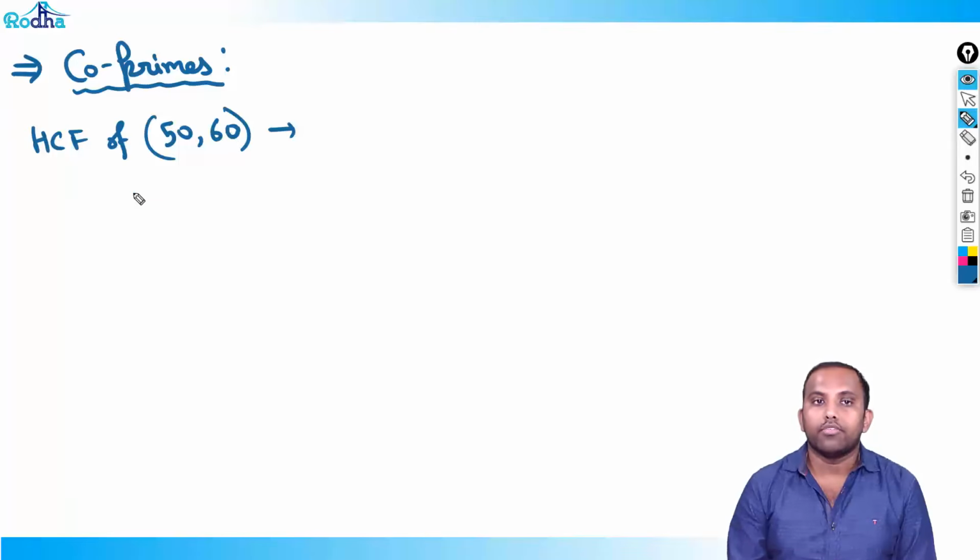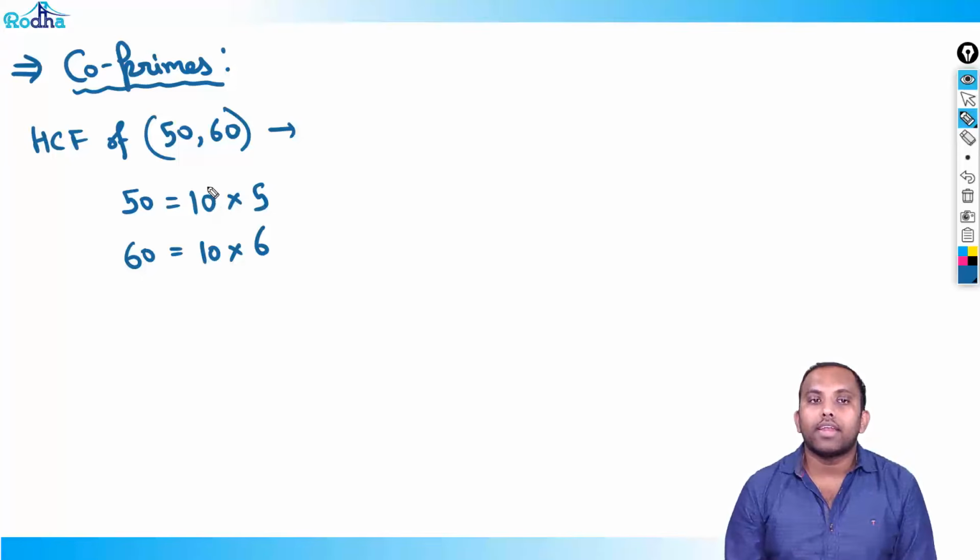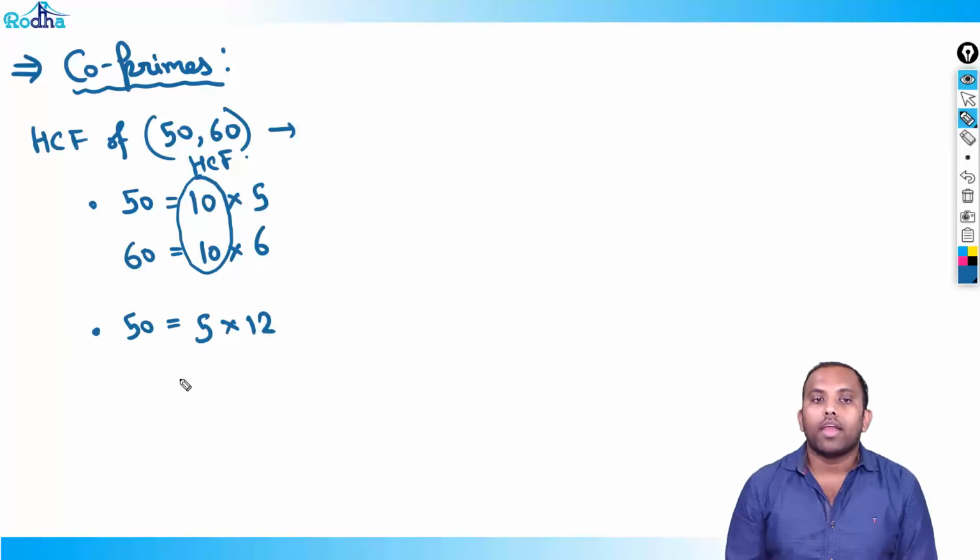So if I know 10 is the HCF, 50 can be written as 10 into 5, and 60 can be written as 10 into 6. I know that 10 is the HCF. But I can also write 50 as 5 into 10 and 60 as 5 into 12.